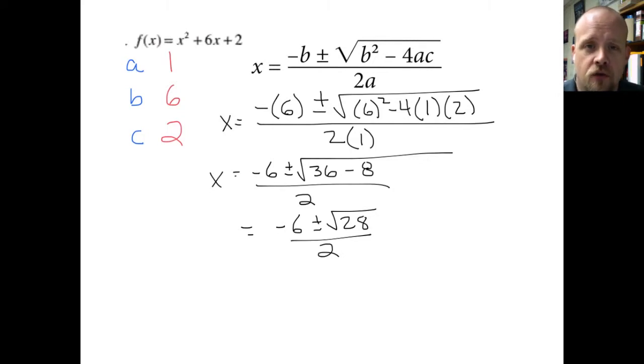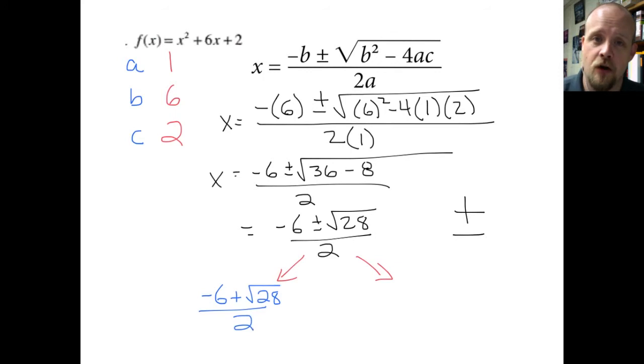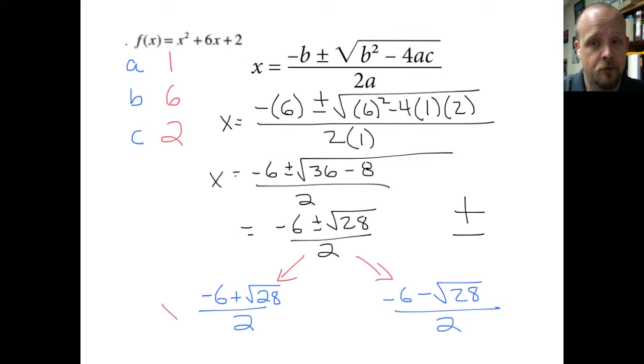Now, from here, we really need to decide, what does it mean to say plus or minus? What does that weird symbol that has both addition and subtraction mean? We're going to split the problem into two different problems. The first one will be negative 6 plus the square root of 28 divided by 2. And the second problem will be negative 6 minus the square root of 28 divided by 2. That is, we're both adding and subtracting. We're doing two separate problems. And they're both x equals.